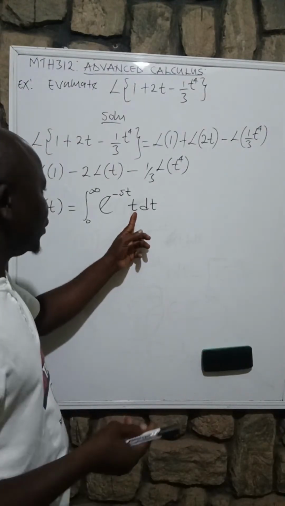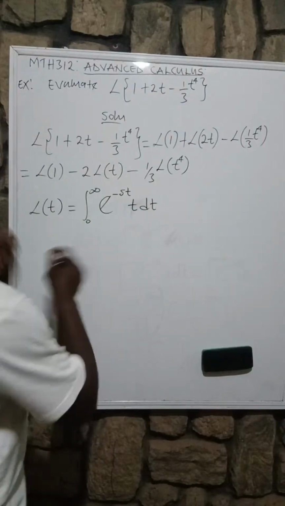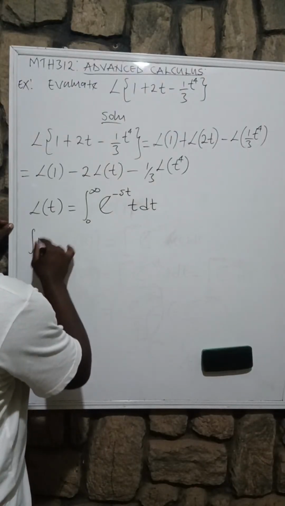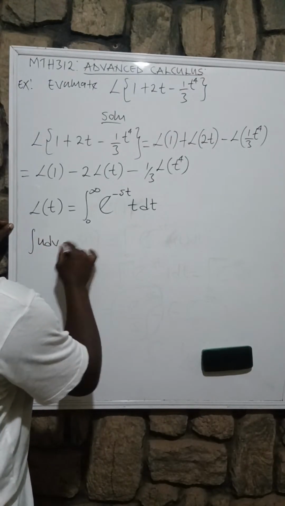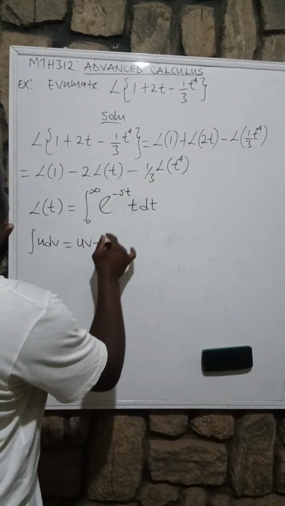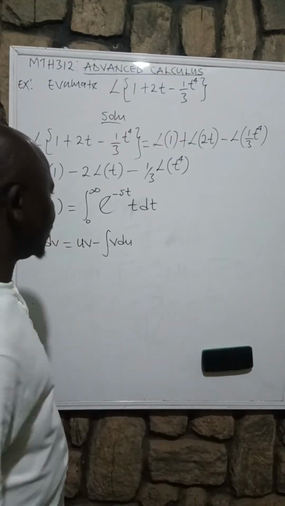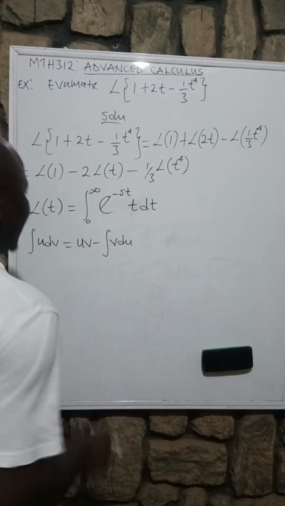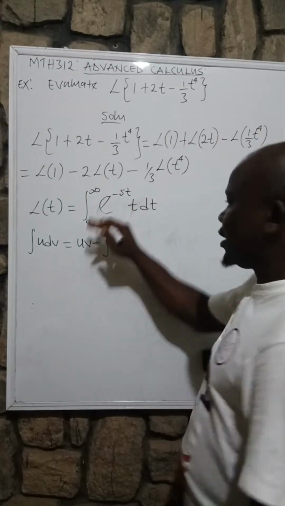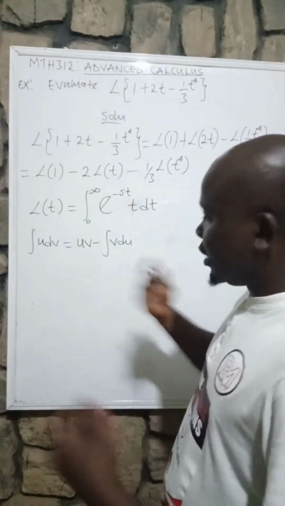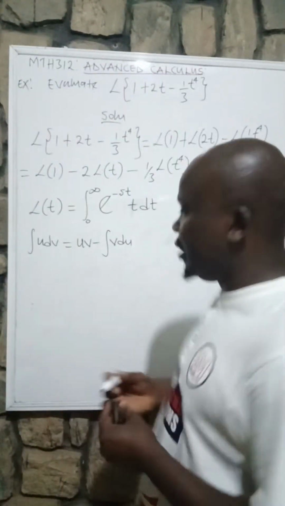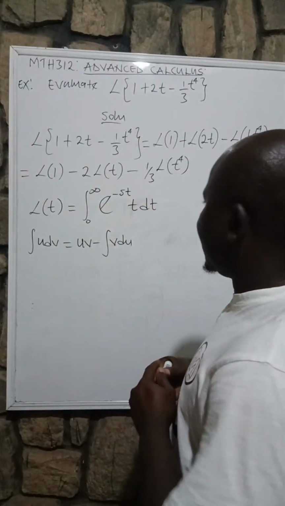Integration by parts. True or false? Yeah, so we use integration by parts: integral of u dv equals uv minus integral of v du. I don't want you to cram. That is why I'm taking this long process. Is that clear? So that you always remember how to go about it.